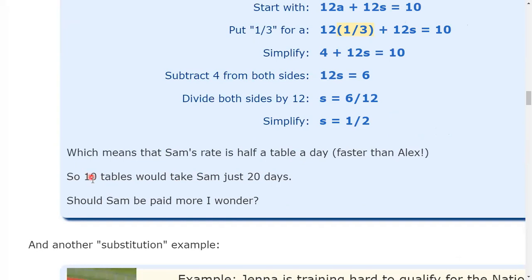Are you getting this? Okay, 10 tables. I was confused on what the S equals half meant, but then it was just half a table a day. I actually just didn't know where. I thought I had to put it in again somewhere, but I guess not.